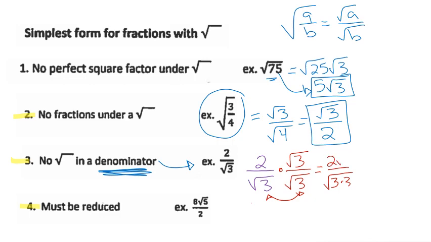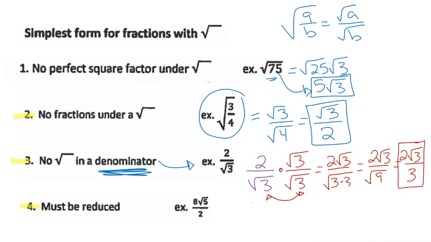And on top I'll get 2 radical 3. 3 times 3 is 9, and the square root of 9 is 3. So what we did is we call that rationalizing the denominator. I turned the denominator into a rational number.